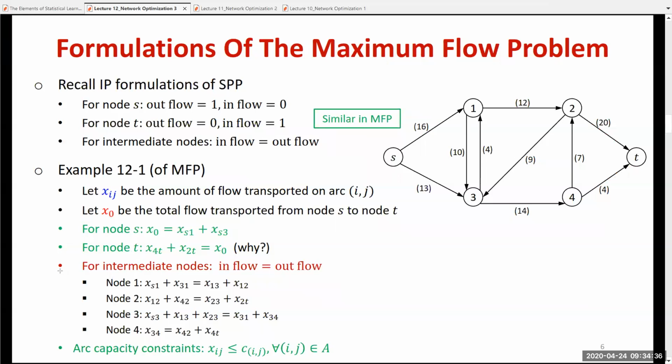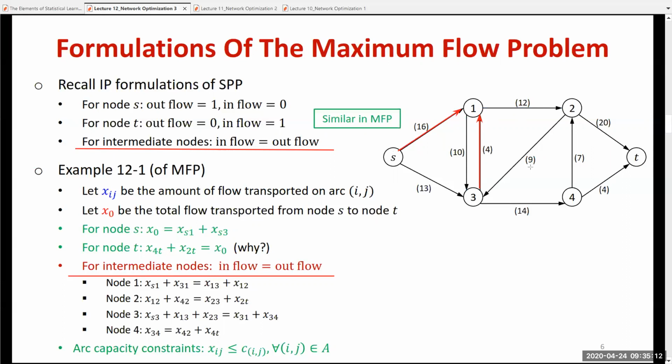And for all intermediate nodes, I should have inflow equal to outflow, which is exactly the same as in the SPP. So for example, for node 1, what are the inflows for node 1? I have xs1. I also have x31, right? This should be equal to the outflow from 1, that is x12 plus x13, so that you have xs1 plus x31 equals x13 plus x12.